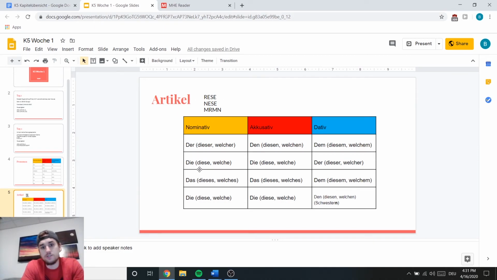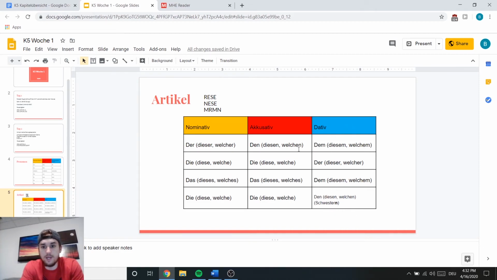And these are articles, that's how we say the, this, and which, right? So these are our definite articles, right? So we of course know der, die, das, und die, right? We've gone through those, and we know den, die, das, die, right? But now we've got dem, der, dem, und den. I don't know why that's so small, but yeah, we have dem, der, dem, und den, right? So, and then of course diesen und welchen, right?